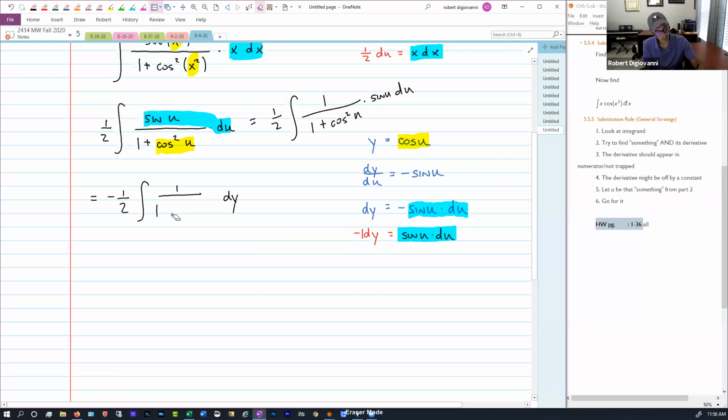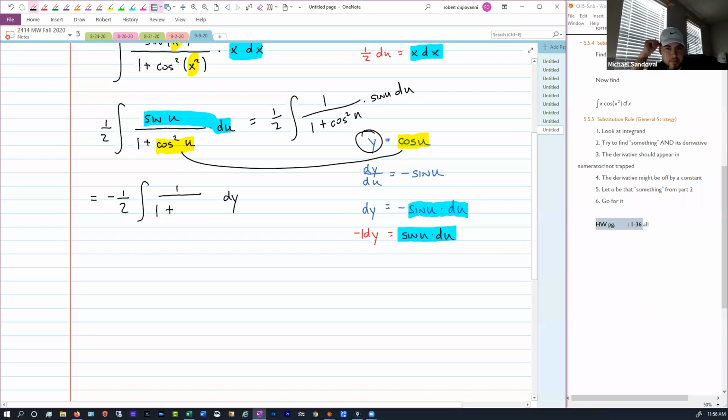So you said it'd be 1 over 1 plus what? Let me see. Cosine squared u. It was cosine squared u, but we replaced cosine u with y, so it'll be y what? We're replacing the yellow with y, right? But we still have the squared, don't we? So this will be y squared. That's right. All right, drum roll.